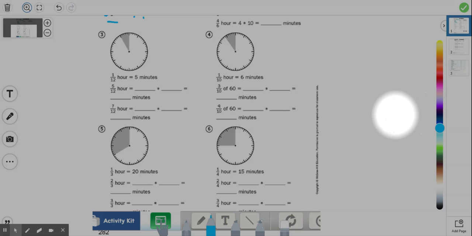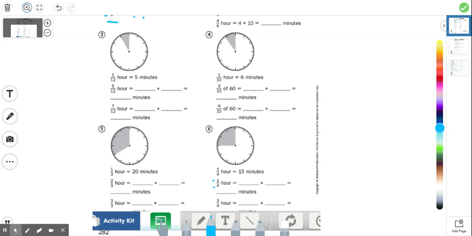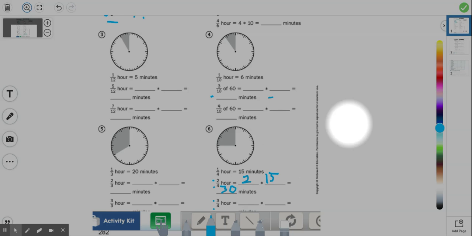All right, number 6, a quarter of an hour. Well, a fourth of an hour is 15 minutes. So 2/4 of an hour is 2 times 15 minutes, which of course is 30 minutes. So this is going to help you when you get to the next one, to the next page. 3/4 of an hour is how many fourths of an hour? Well, I'm going to leave that one for you. Okay. Let's go on to the next page.